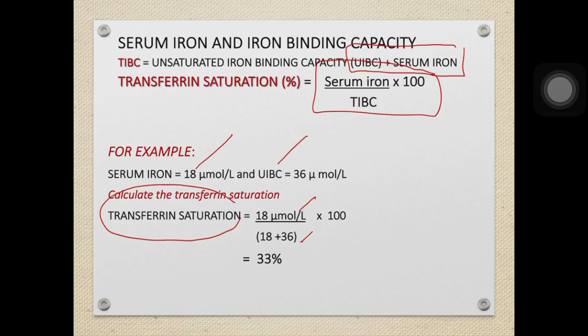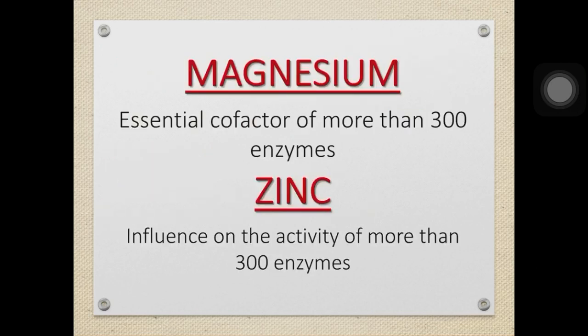To compute for the TIBC, unsaturated iron binding capacity plus serum iron. So to compute for transferrin saturation, yung sagot po dito times 100. So ang sagot po natin dito ay 33%. A cofactor for more than 300 enzymes, pwede pong magnesium, pwede pong zinc.